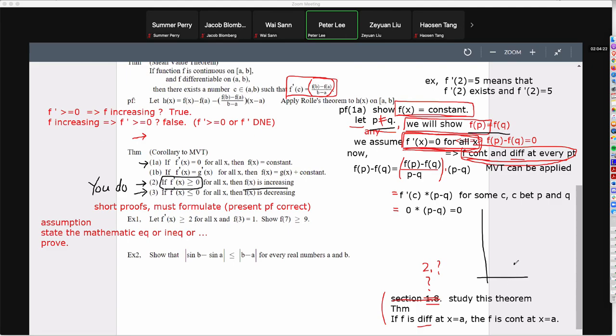f of 3 equals 1. That's 3 and 1. Now here, there's actually a point at 7, 9. This is the point 3, 1 and this is the point 7, 9. It says to show that f of 7 is greater than or equal to 9. That means the point is actually over here. Let me mark this point. So now we have the point here.